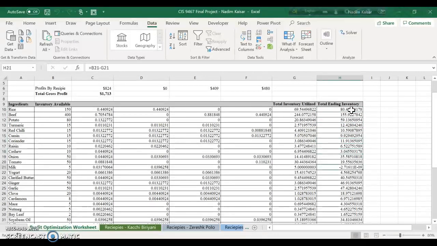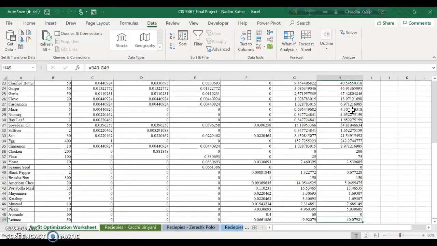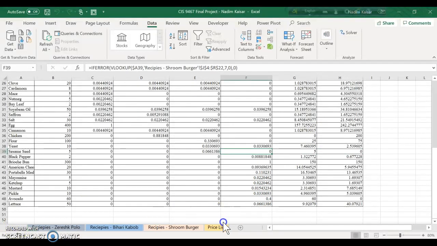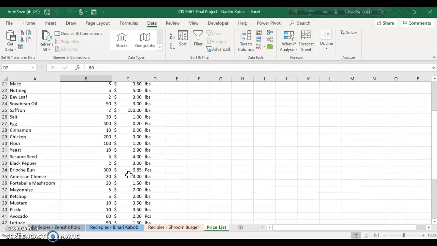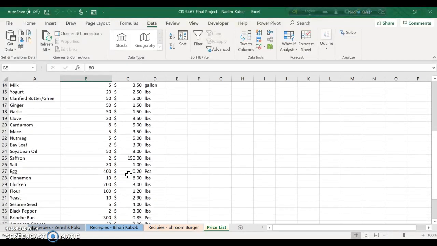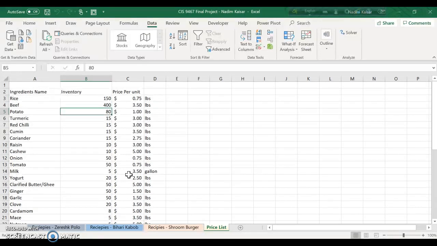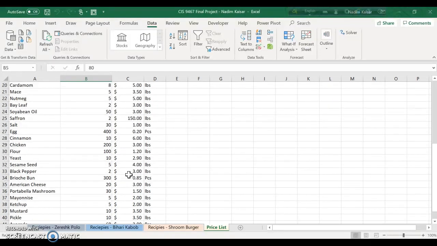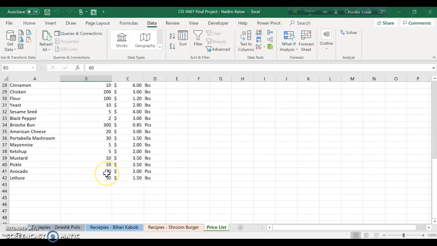So even though I do have a lot of these inventories on hand, some of the inventories are 0, so that is the reason why I am not able to produce any of the dishes that can be prepared with those ingredients. So if I go back to my price list tab and try changing the numbers to see if it brings any difference in my profit maximization model.